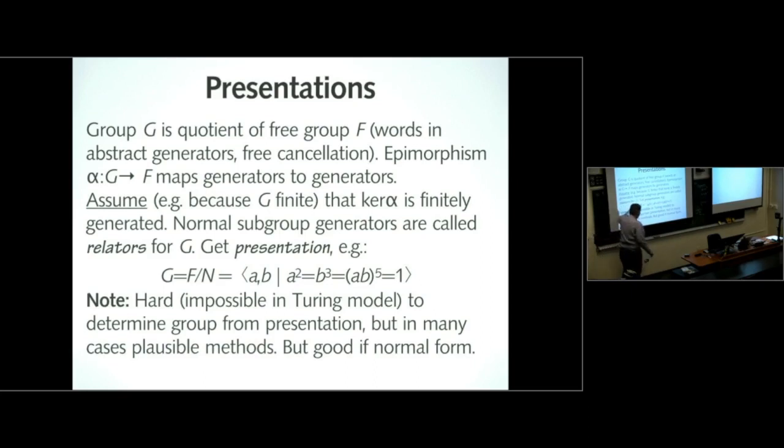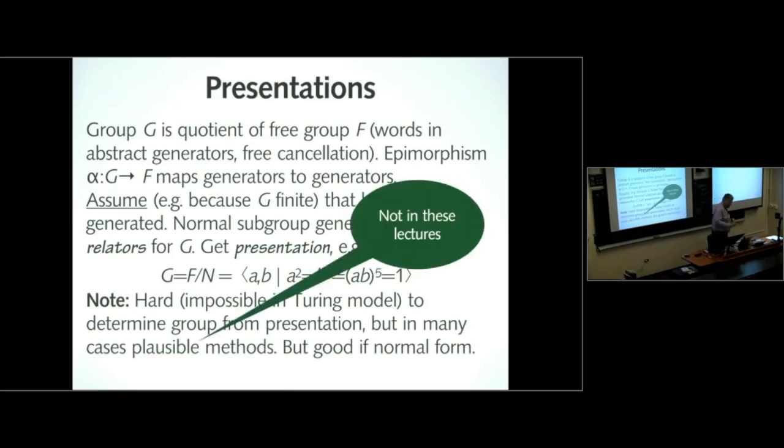In general, working with presentations, if someone just writes down a presentation randomly, this is a very hard question. Very hard in the sense that it has been proven it's impossible in a Turing machine model to actually do it with an algorithm. To determine what the group is, how large is it, or even just to determine is the group trivial or not. But in many cases there are plausible methods for finding out information. I won't talk in these lectures about these methods, but if you're interested, I'm happy to talk to you in private.